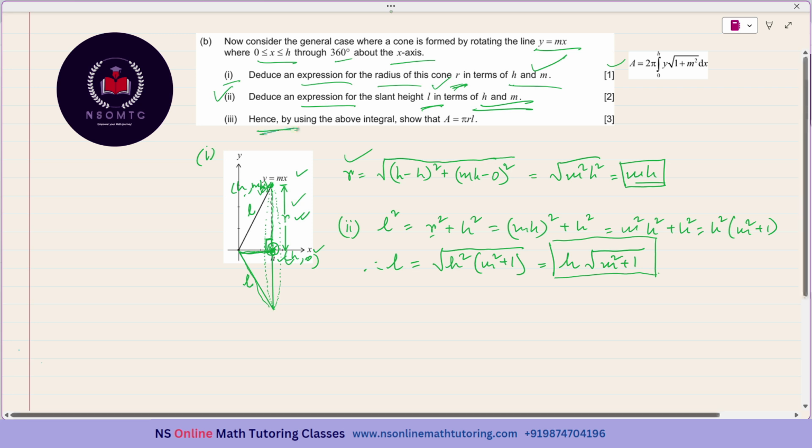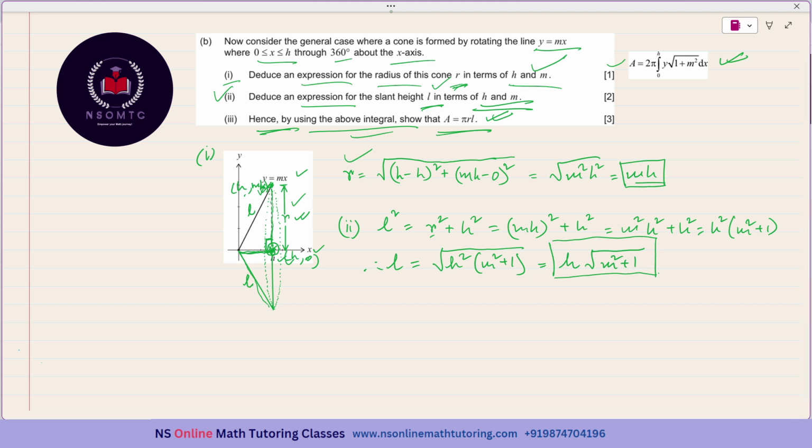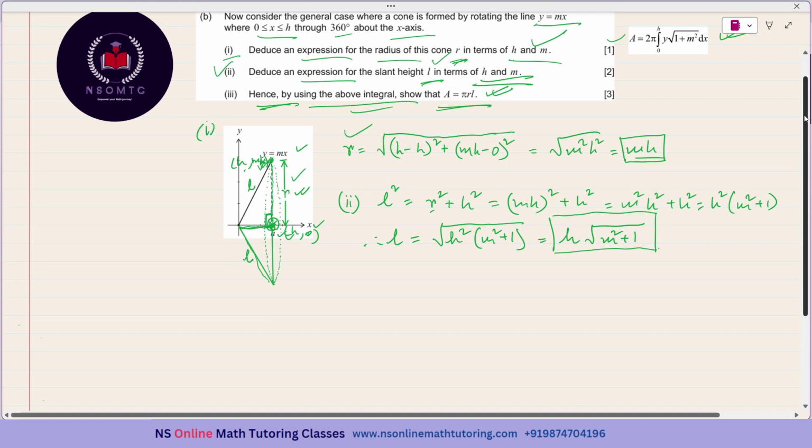Now, by using the above integral, show that the surface area of revolution E is equal to pi RL. This formula, we all know this formula, the curved surface area of a cone is pi RL. But now we have to prove this. Okay, so we can go down a little.